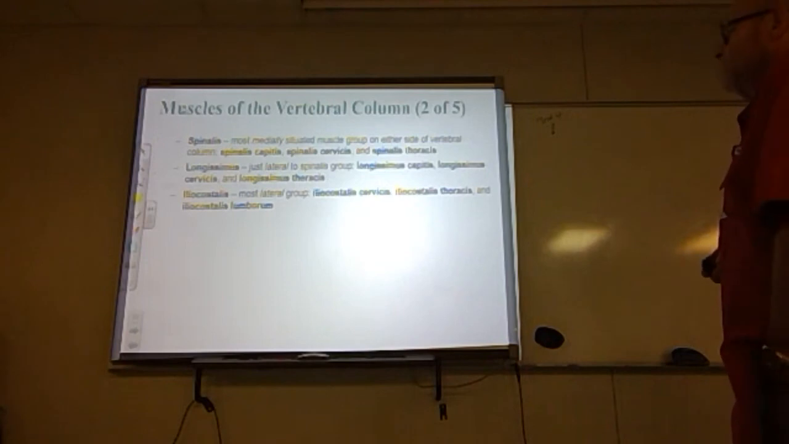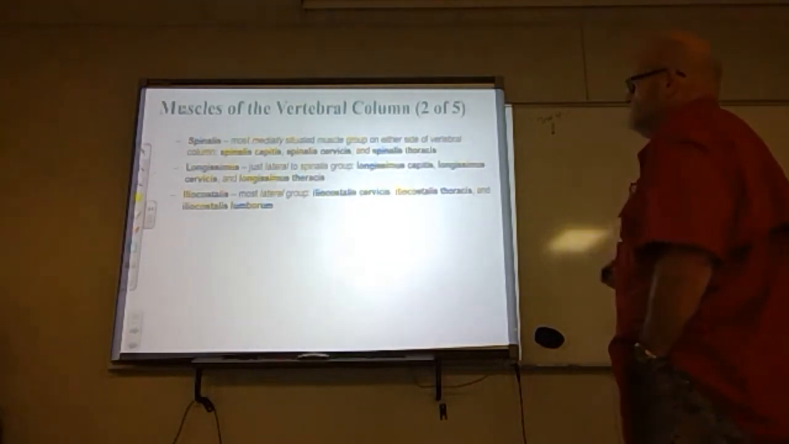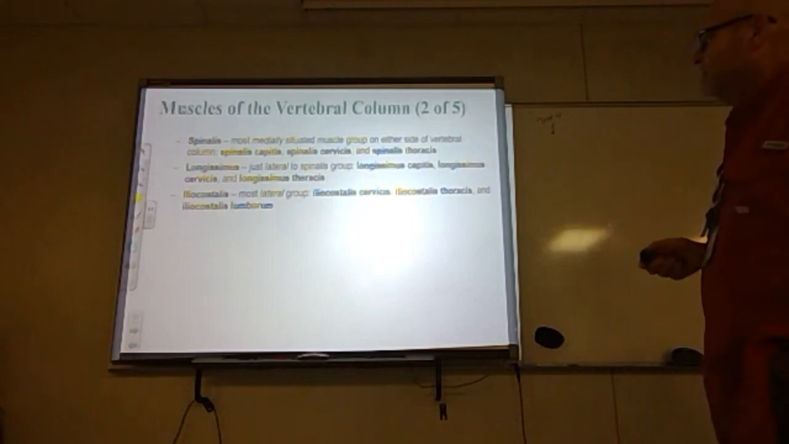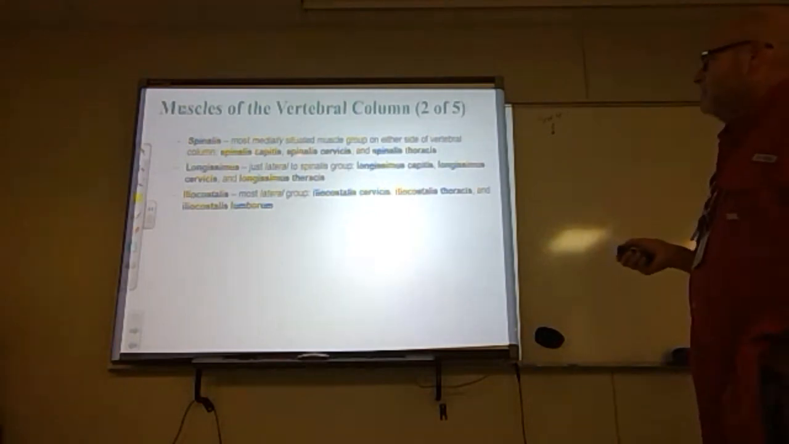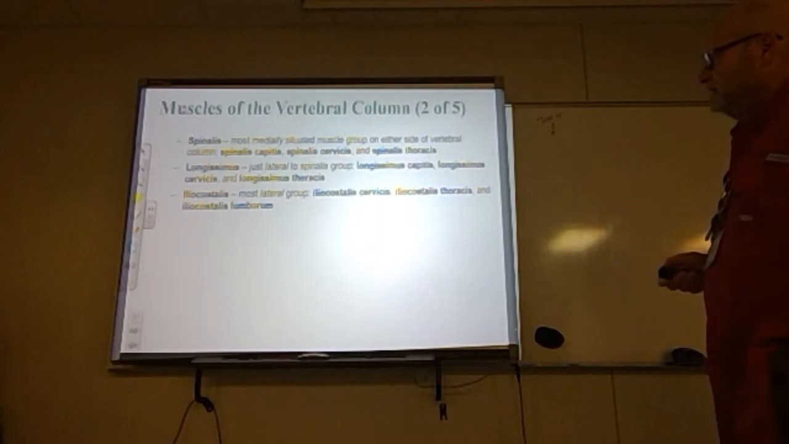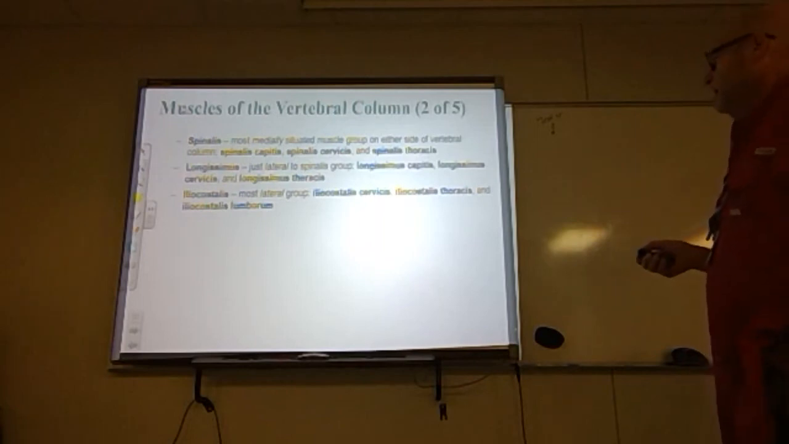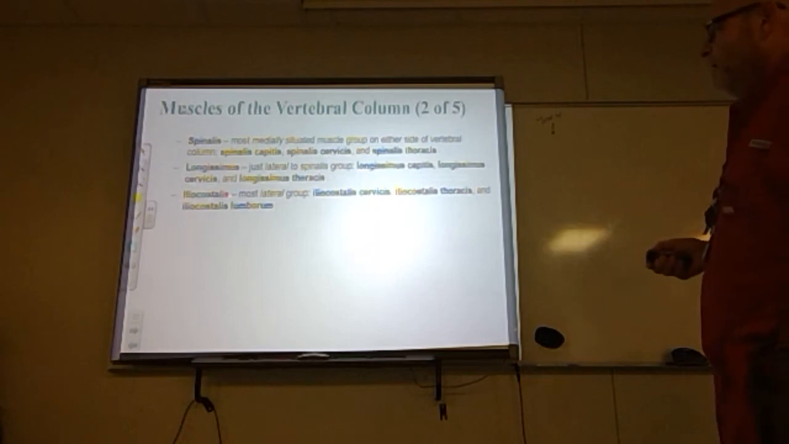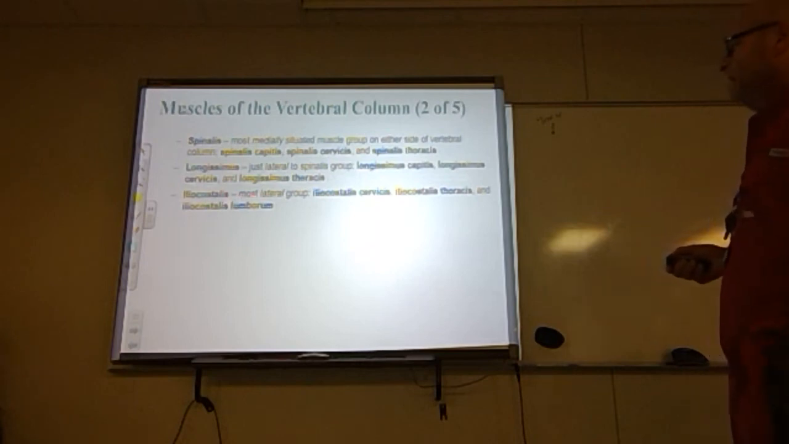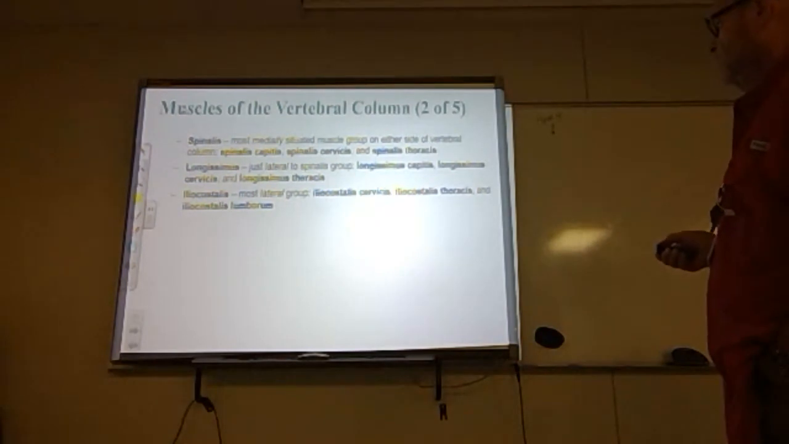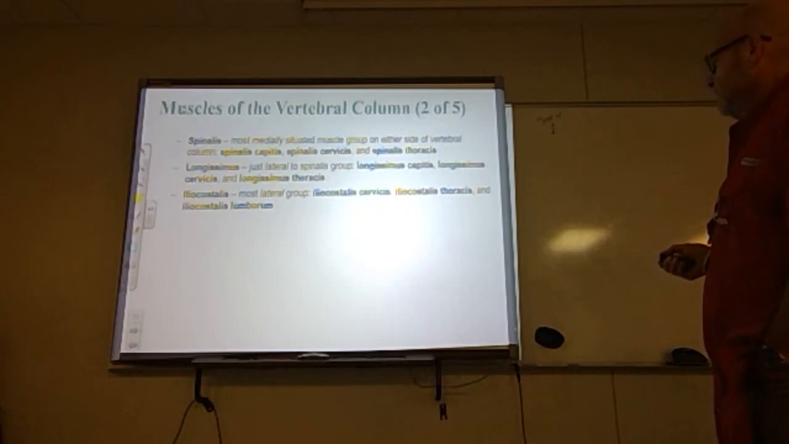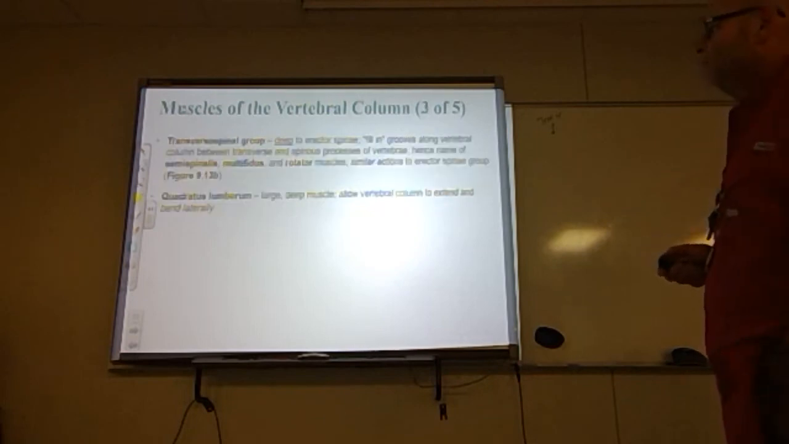The spinalis muscle, mostly medial muscle group, situated on either side of the vertebral column, contains the spinalis capitis, the spinalis cervicis, and the spinalis thoracis. The longissimus muscle is just lateral to this group. You have the longissimus capitis, the longissimus cervicis, and the longissimus thoracis. Notice the similar names. And the iliocostalis, the most lateral group, again, the iliocostalis cervicis, thoracis, and lumborum.